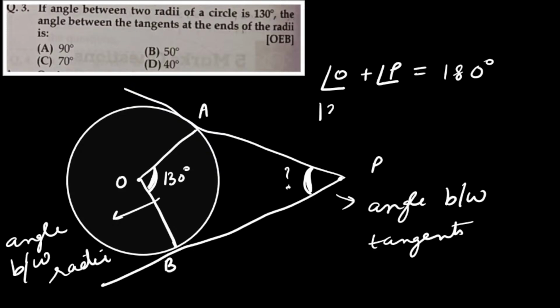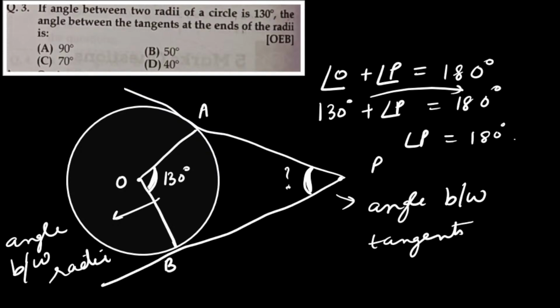So O we know is 130 degrees, plus P equals 180 degrees. We'll shift 130 to the other side and find the value of angle P. So angle P equals 180 minus 130, which equals 50 degrees. So option B, 50 degrees. Very simple question. Directly you can use this property and find the angle. Let's do the next question. Question number 4.